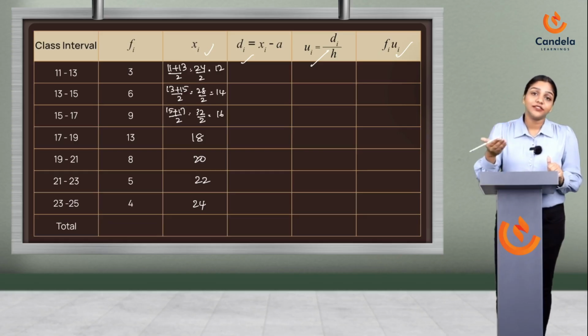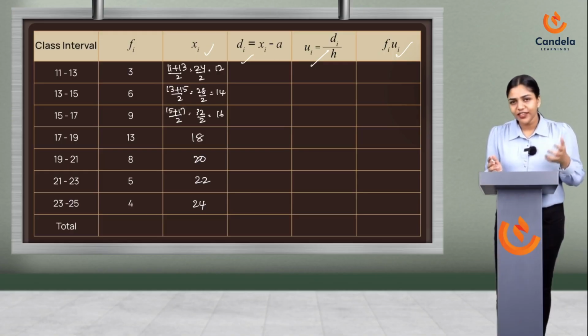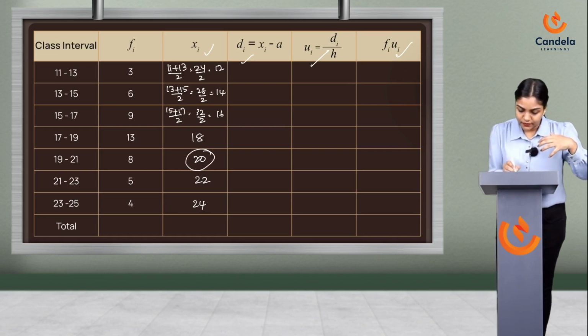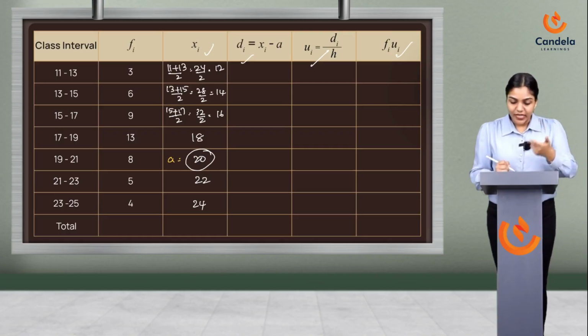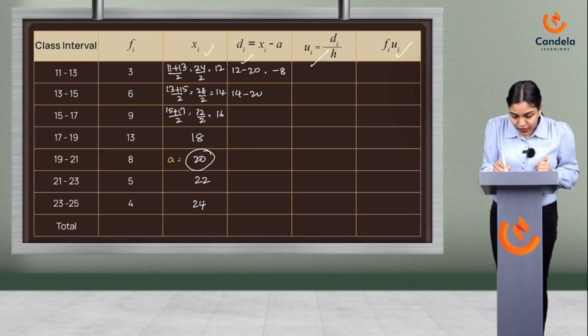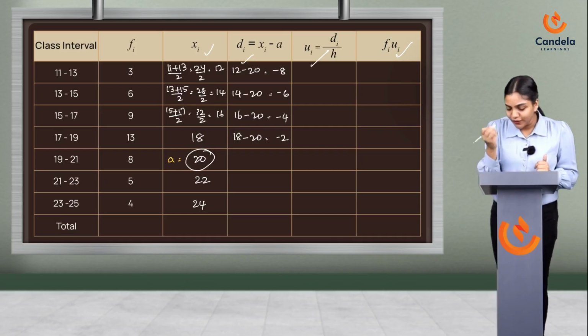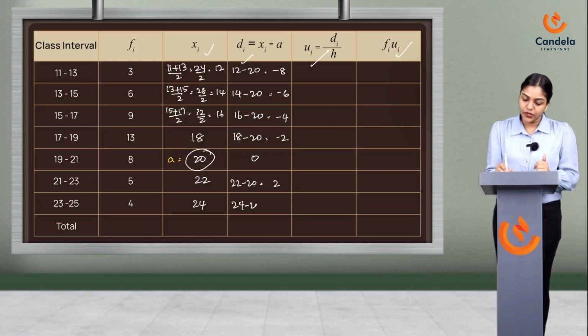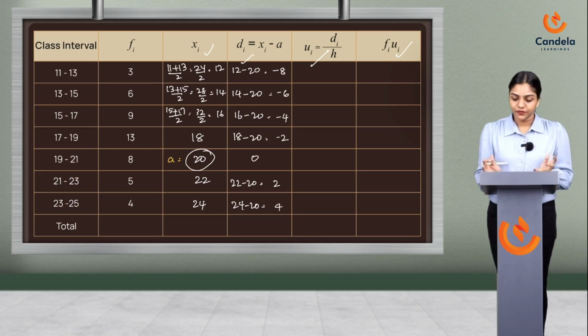Next, we have to consider or take an assumed mean. You can take either 18 or 20. So here I am taking the 20 as the assumed mean. So A will be equal to 20. Next, we have to find di. So this will be equal to 12 minus 20. You will be getting minus 8. Next, 14 minus 20. It will be equal to minus 6. 16 minus 20. It will be equal to minus 4. 18 minus 20. It will be equal to minus 2. 20 minus 20. It will be equal to 0. Then 22 minus 20. It will be equal to 2. And 24 minus 20. It will be equal to 4. So we got the di's.